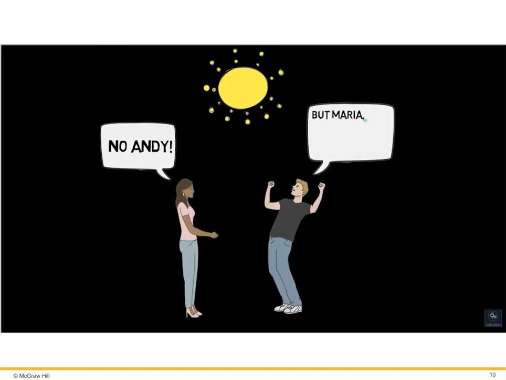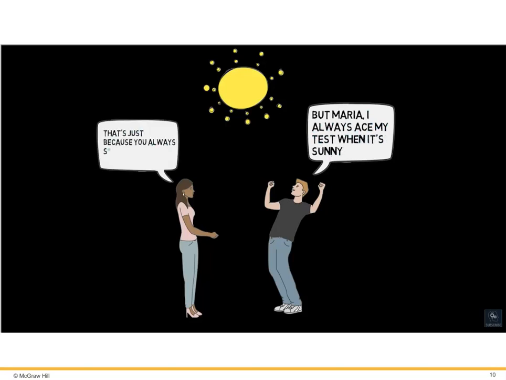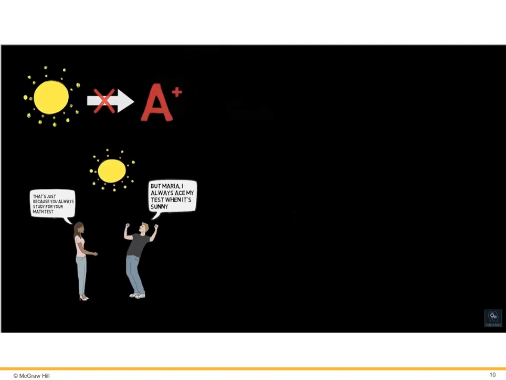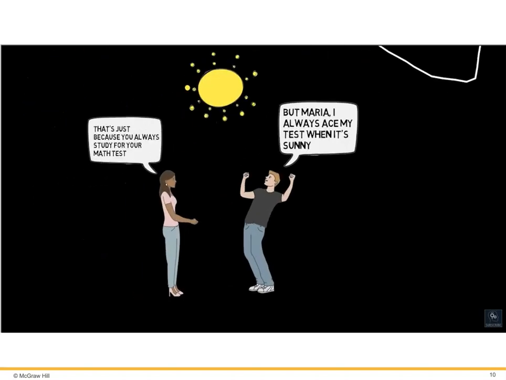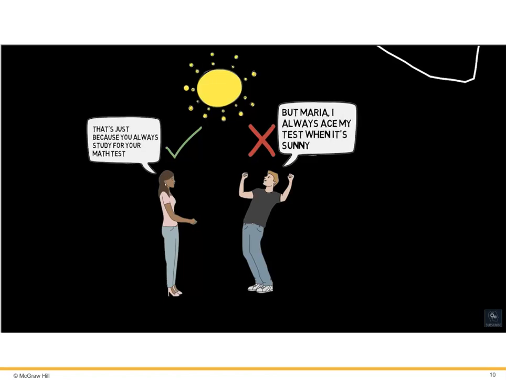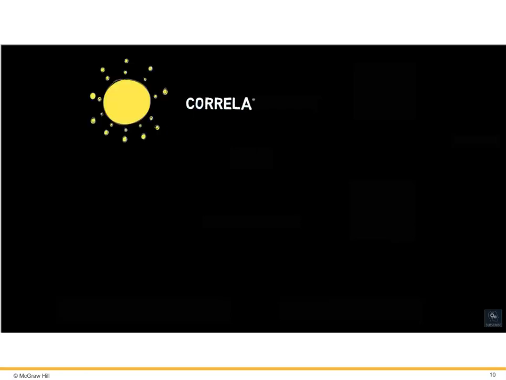Andy responds, "But Maria, I always ace my tests when it's sunny." Maria replies, "Okay, sure, but that's just because you always study for your math tests, and it's always sunny here in Arizona. The sunniness does not cause you to ace the test." Maria's correct. Andy's making a mistake, right? The sunniness doesn't cause Andy to ace his test. The two events, the sunniness and Andy acing his test, occurred together without one causing the other.